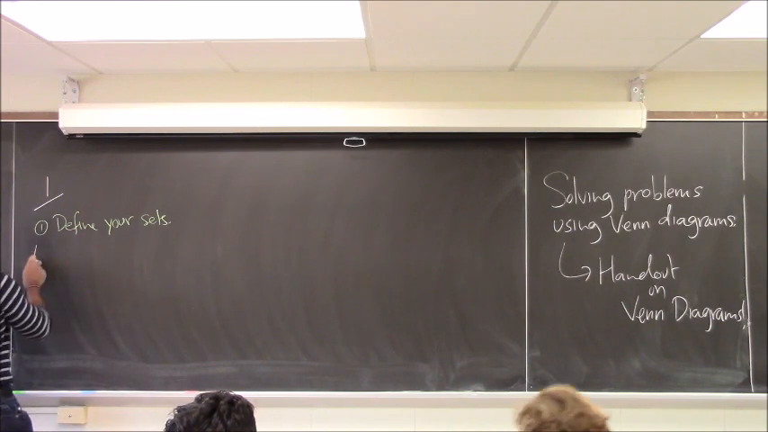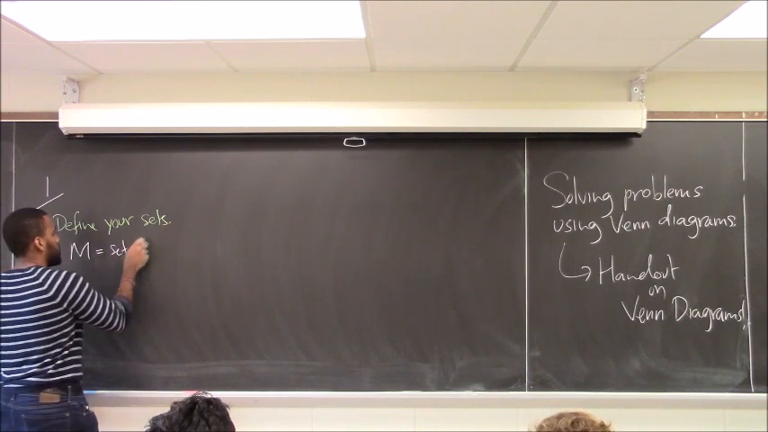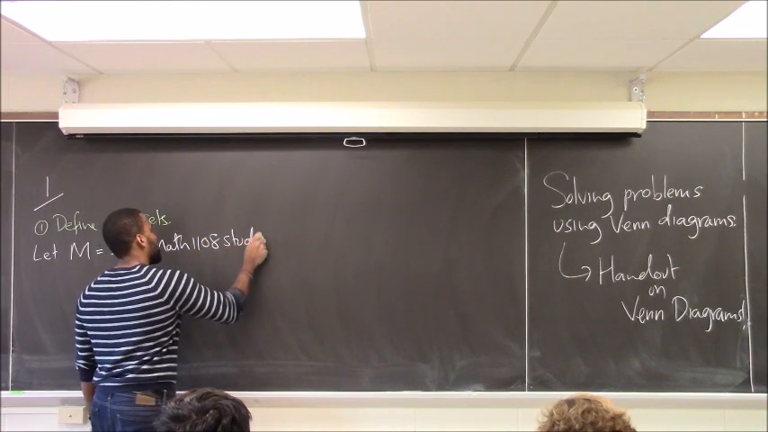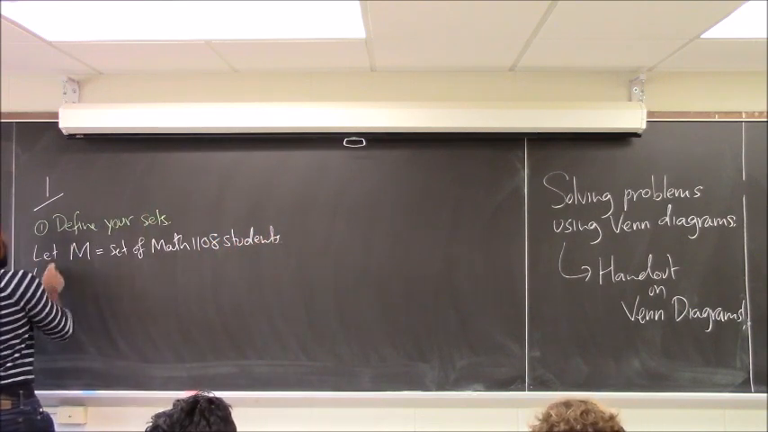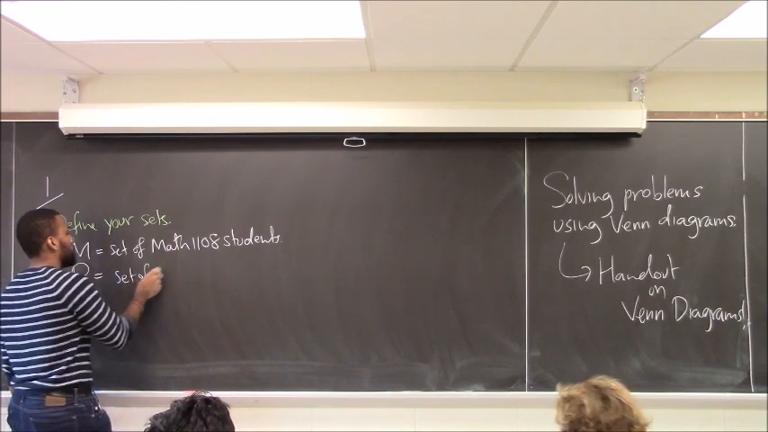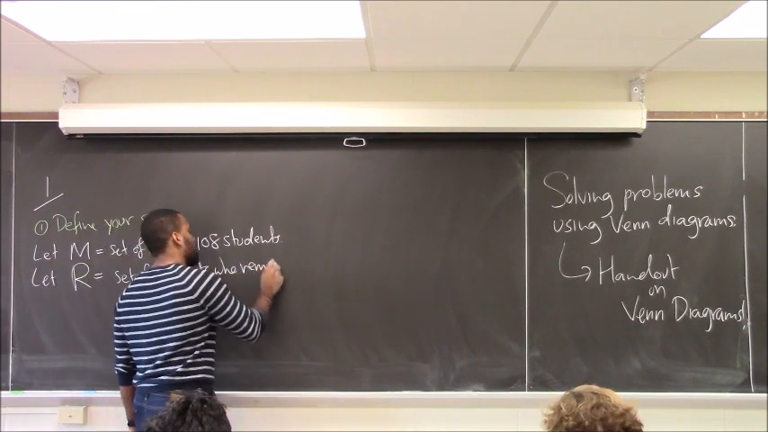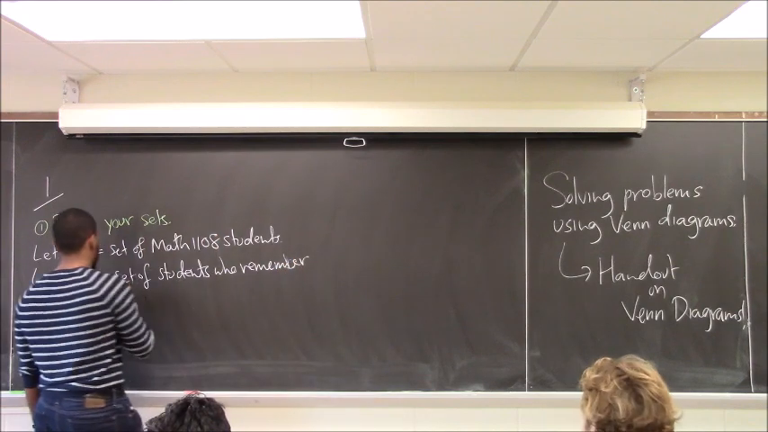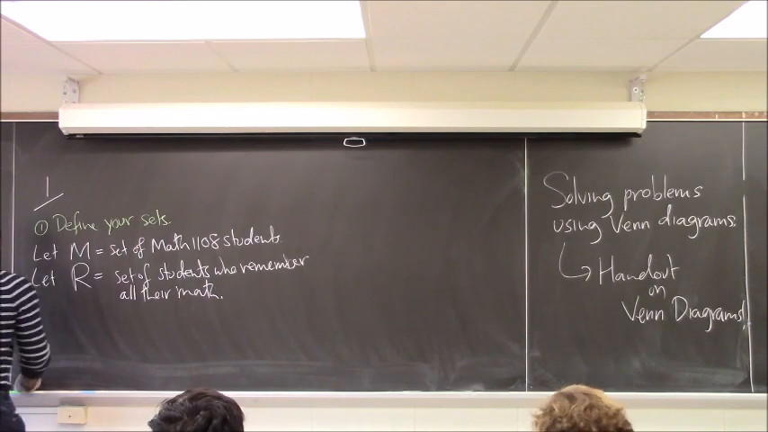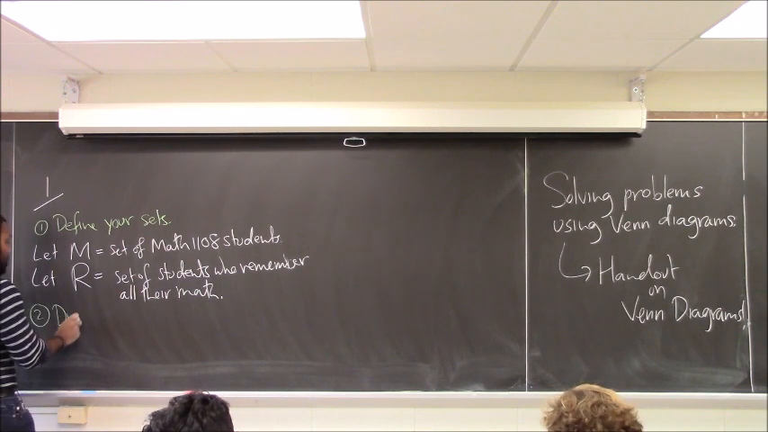I'm going to say let M be the set of Math 1108 students, and let R be the set of students who remember all their math. That's it. We're going to define names for them. Step 2, you're going to draw a Venn diagram.